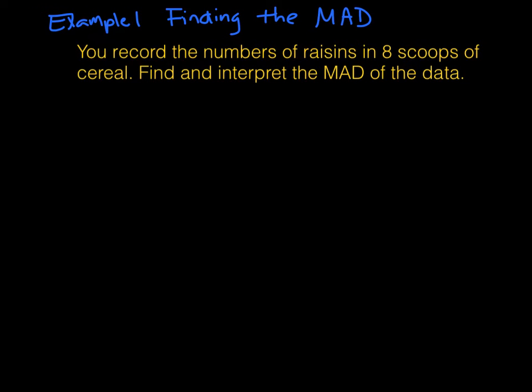So you record the number of raisins in 8 scoops of cereal. We're going to find and interpret the MAD of the data. So this is how we do it. We're going to start with the actual data they give us. These are all the scoops that this person did, and how many raisins were in each scoop, I should say. Okay, so we'll start there.